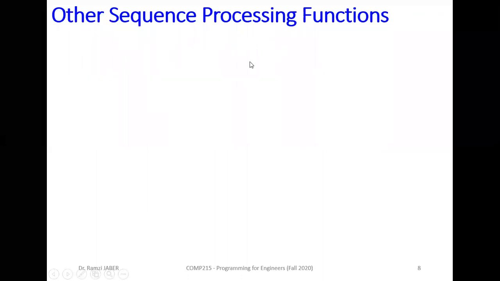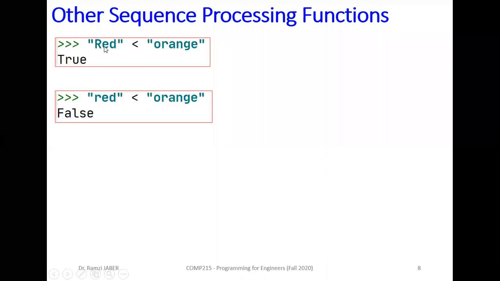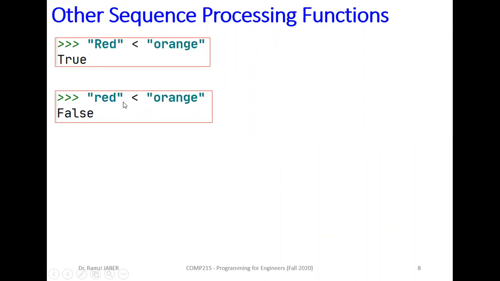Now we have other sequence functions. For example, red with capital R is less than orange is true, whereas red with small r less than orange is false. Who tells me why capital R red is less? Convert to binary. Comparison is on the binary value. The capital R binary value is smaller.